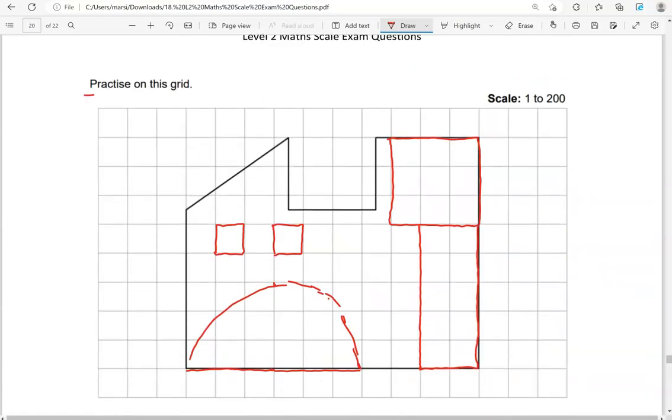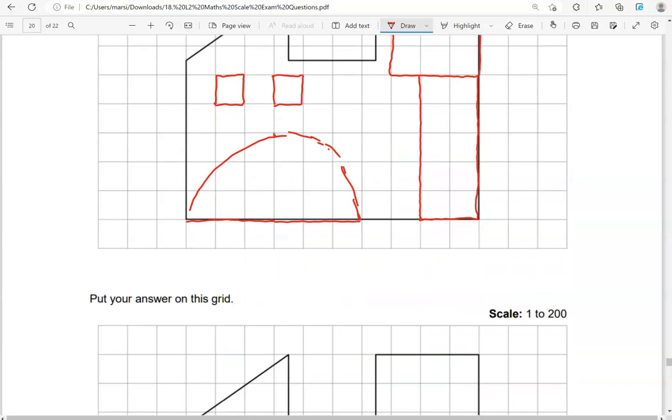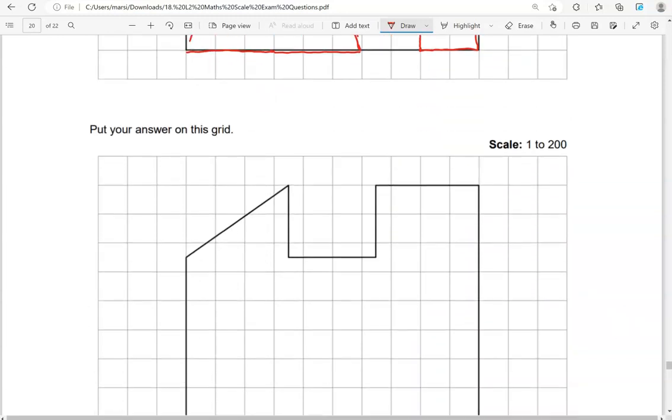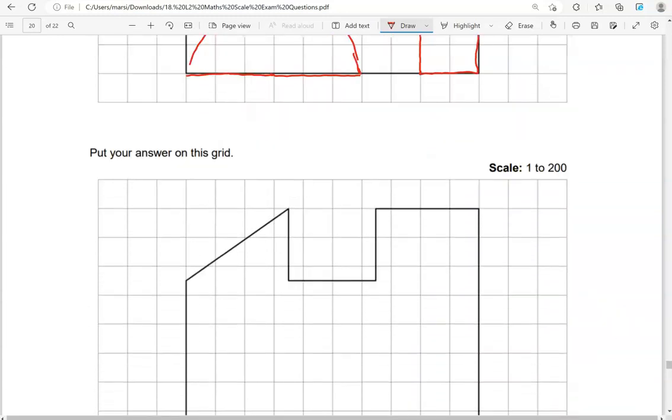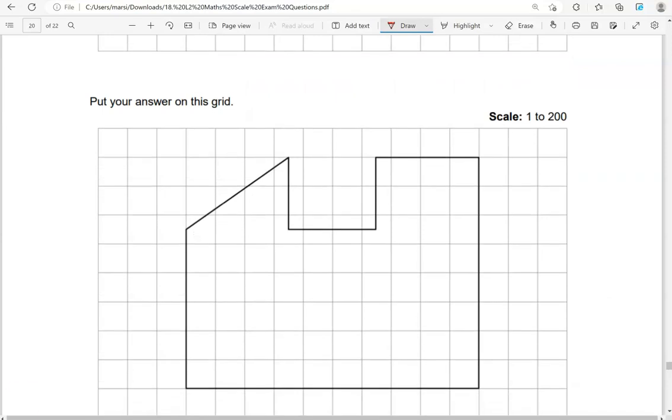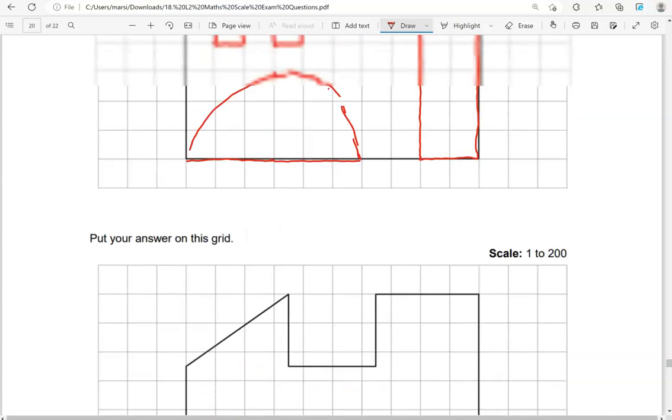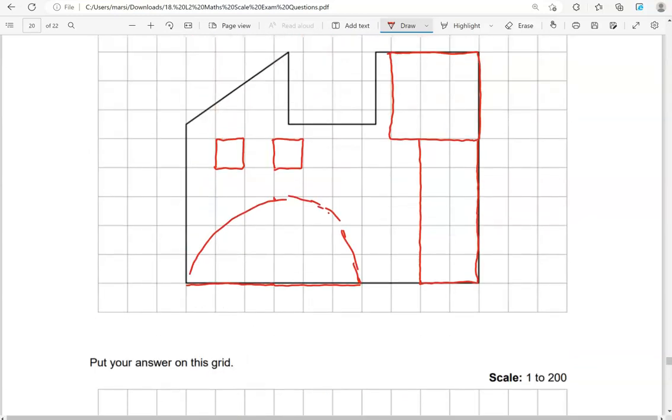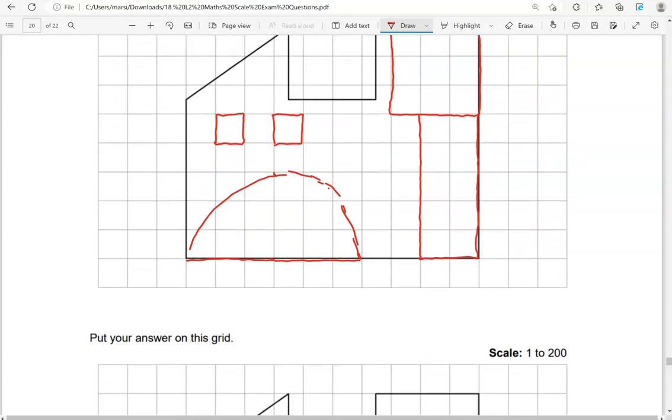So this was for practice. Now we're going to do this for real here. You'll need to use a compass or protractor to draw this properly, a semicircle. And of course use a ruler to draw the rest of the items.